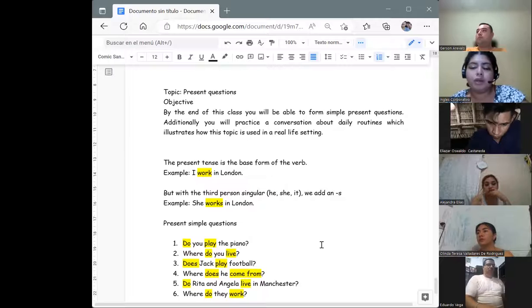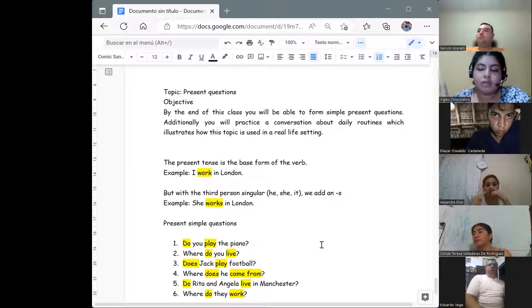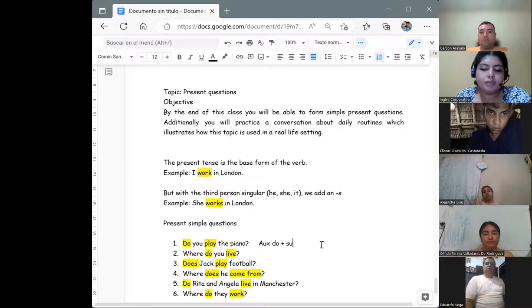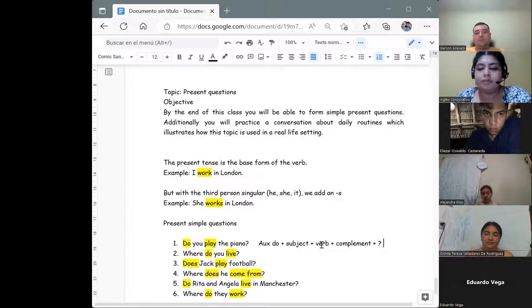So we have some example of questions and we can see what are the structures that we are using in these cases. Vemos las estructuras que estamos utilizando. En muchos de los casos, like in the number one, we have the auxiliary do, plus the subject, plus the verb, plus the complement, plus the question mark. Esa es la estructura que estamos siguiendo ahí.